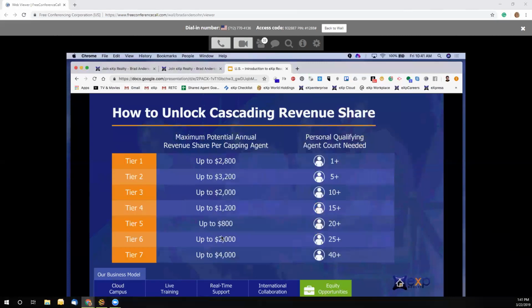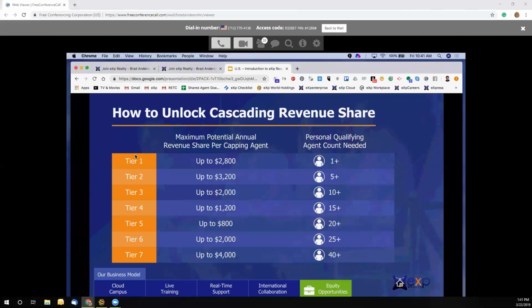And so this cascading revenue share, folks, goes 7 tiers. And so you can reach and unlock the maximum potential of the revenue share here, where I actually see people making more in revenue share than I know some of my top agents have ever made selling homes in real estate. Seriously. And it's not going up because they're doing anything different. They're helping people buy and sell homes, and in the process, they work with other agents.